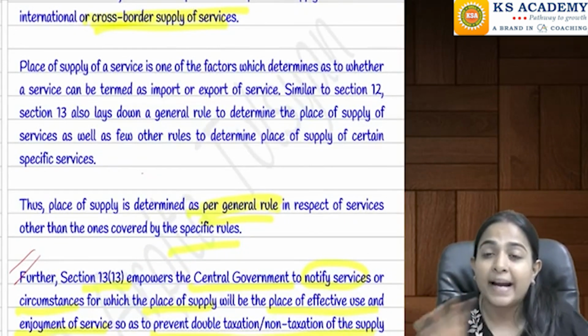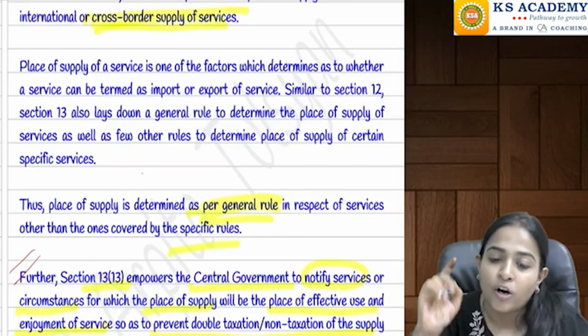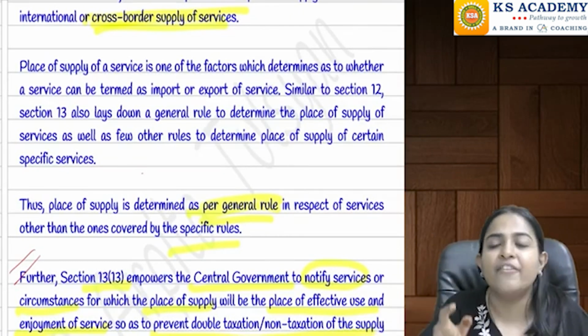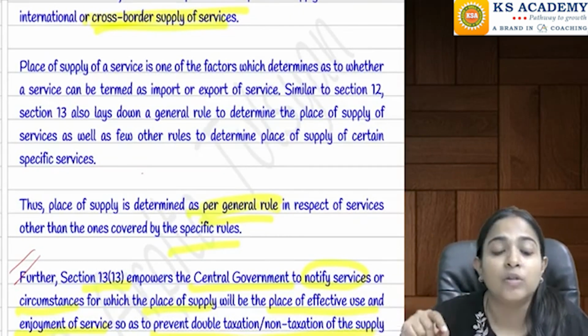13.2 is the default general rule provision, that is, if you are not falling under any of the specific provisions from section 13.3 to 13.13.